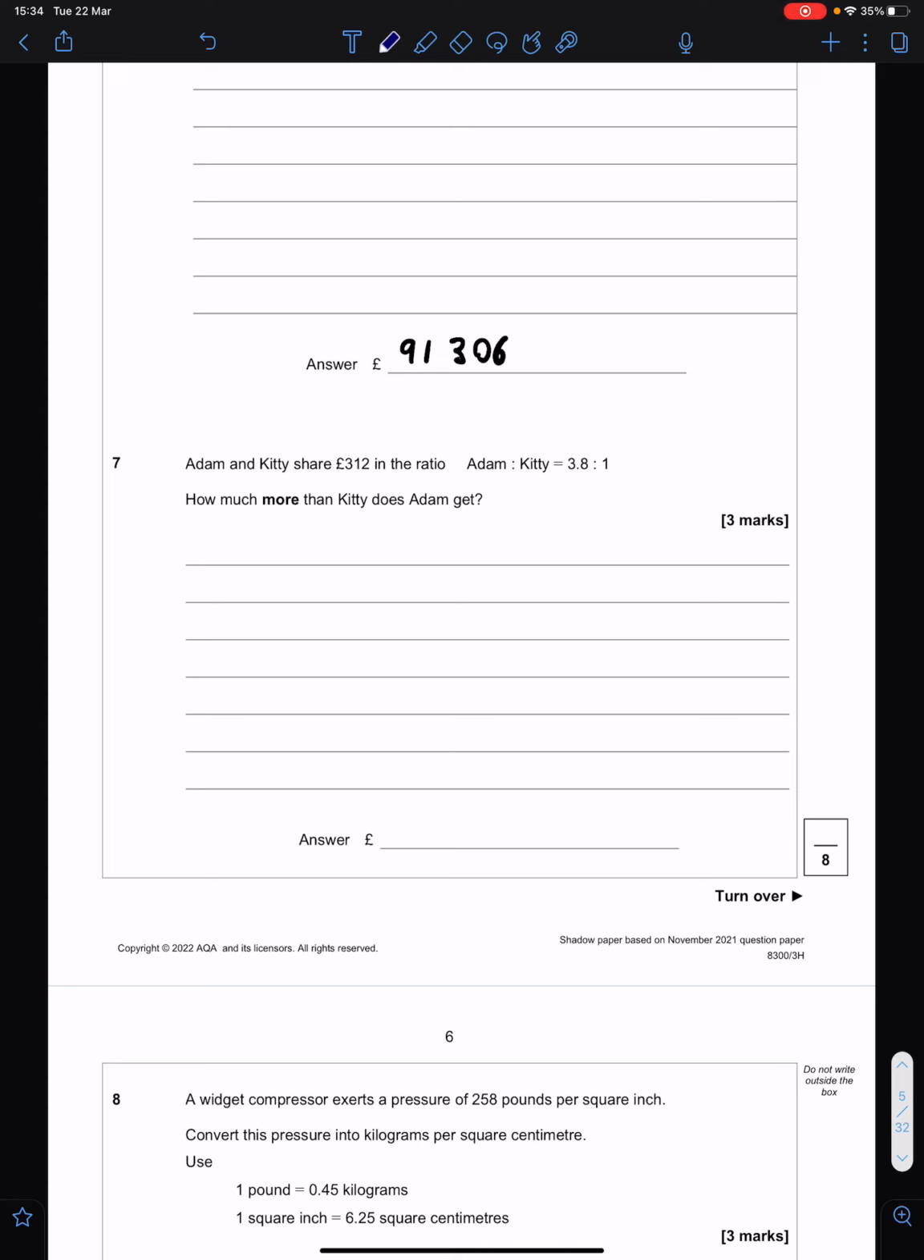Okay, there are quite a few ways we can do this. We can just do it the direct way, which isn't necessarily the quickest way, but I think it's good for people to understand. So altogether, we have 3.8 plus 1. Oh my gosh, not 3 plus 8, 3.8.